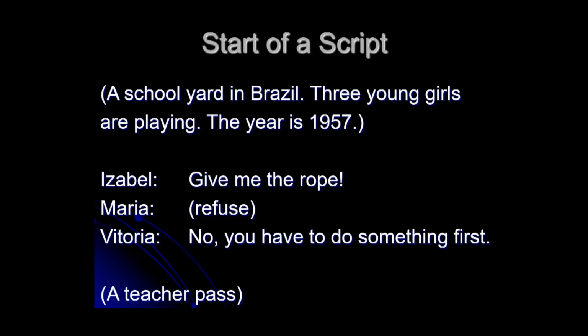And then you come to the second character, and there you see, again, it's inside of brackets. It's a description of what she is doing. In this case, she's refusing. And then, again, you have a new line saying, for instance, no, we want you to do something first. And then inside of brackets, you see that someone is entering. It's a teacher coming. This is the start of the play.